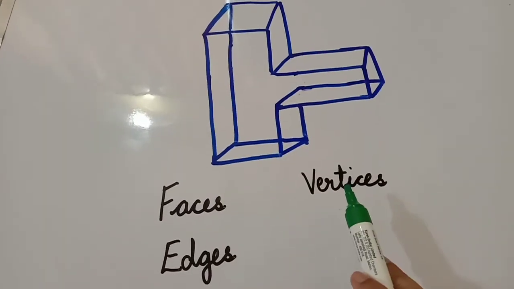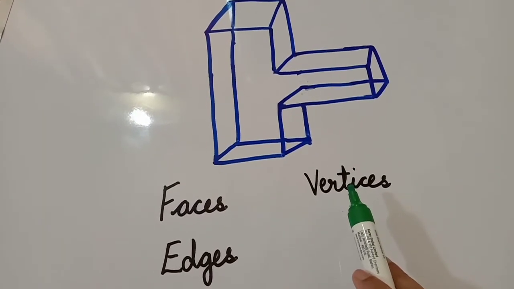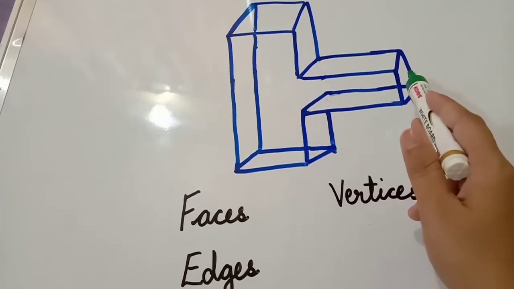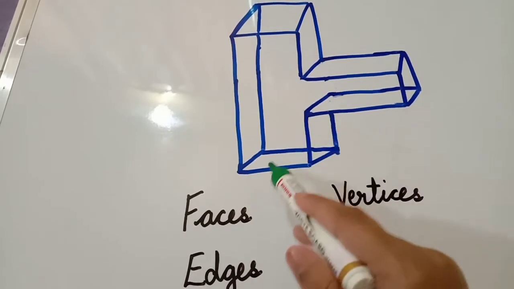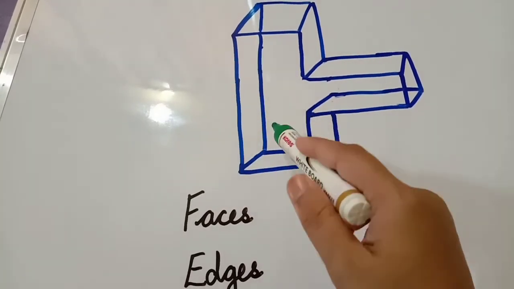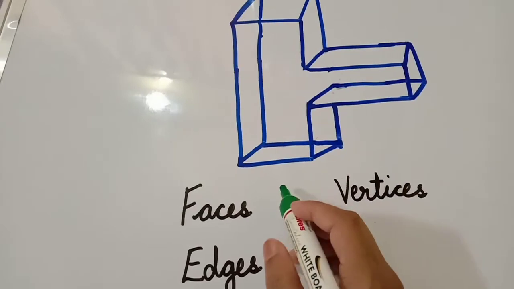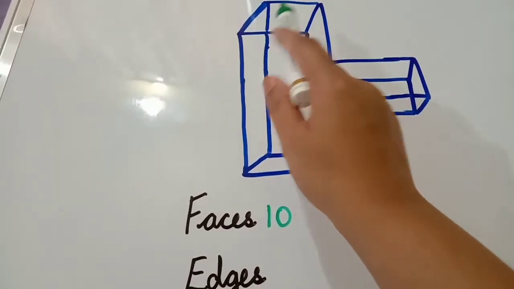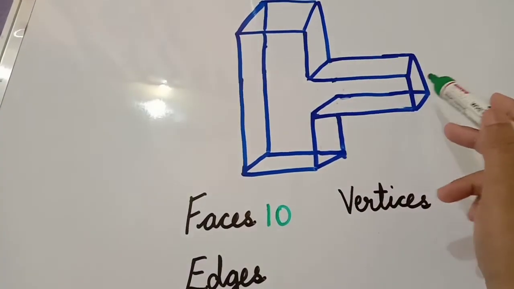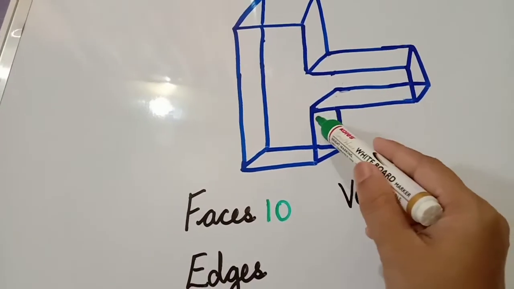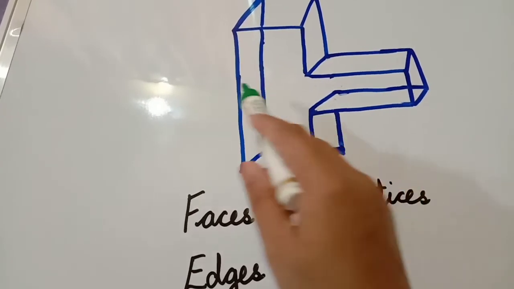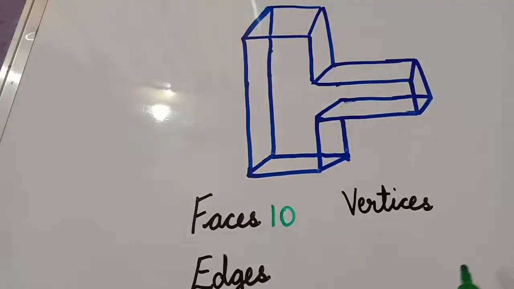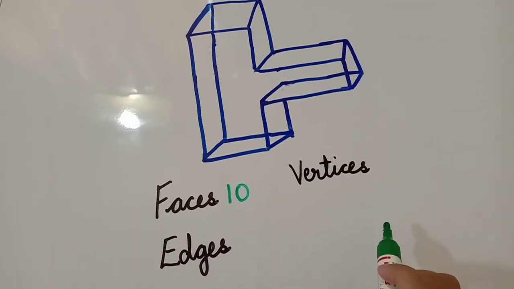This is the second figure in your textbook. Let's see how many faces it has. 1, 2, 3, 4, 5, 6, 7, 8, 9 and 10. So it has 10 faces. See, this is 1, 2, 3 and 4. This one down at the bottom is 5. Here 6. This square 7. The one behind 8. The front 9 and the back side 10. So it has 10 faces.